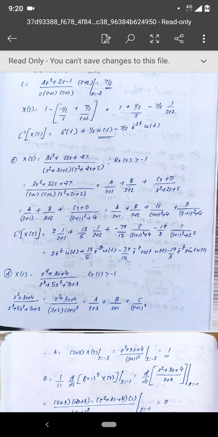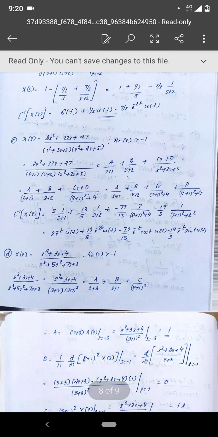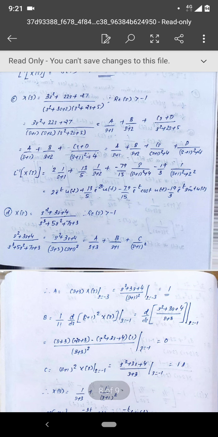You can see that it is 2 into e raised to minus t u of t plus 13 by 5 e raised to minus 2t u of t minus 79 by 15. What is it? It is nothing but, s plus 1 can be replaced by e raised to minus t, cos t u of t minus 19 by 3 e raised to minus t sine t u of t. That is it. Then you can similarly solve the questions also here.